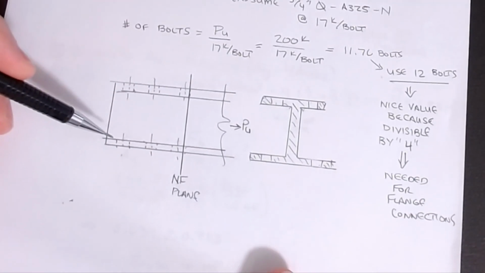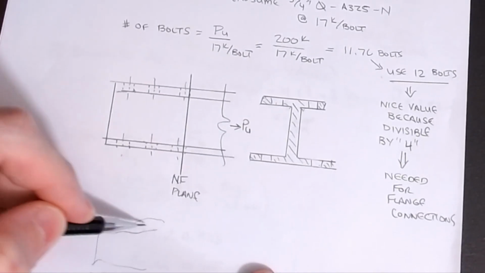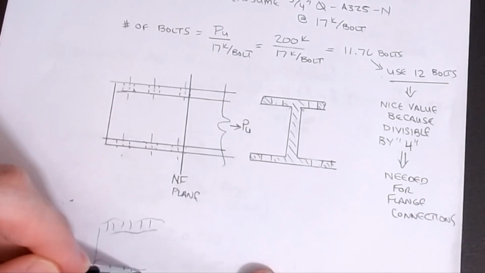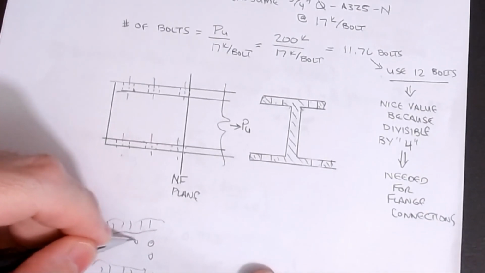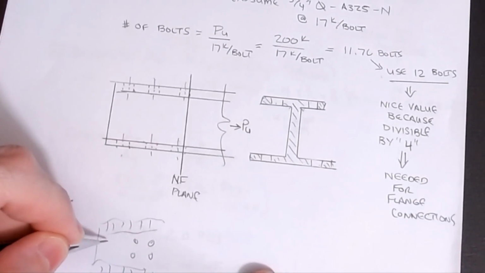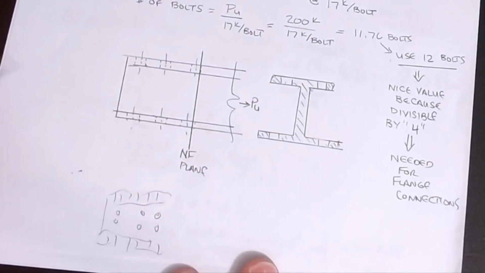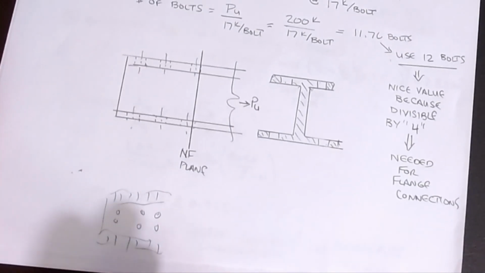Okay, another possibility is that you could do this: bolt the flanges, but then also put 2 in the web. And you can look at, well, would that work in the line? In this case, I would have 6 bolts per line, and then 6 here and 6 here, that gets me 12 bolts. It would be a much shorter connection.